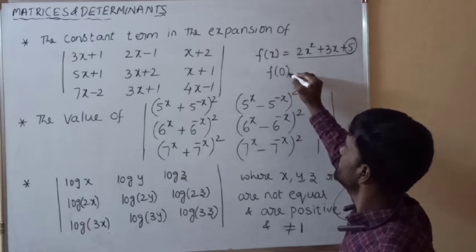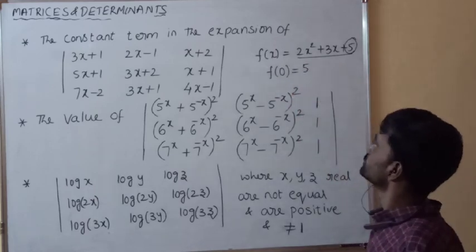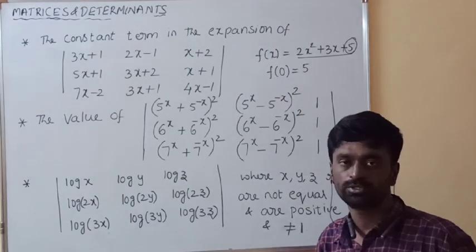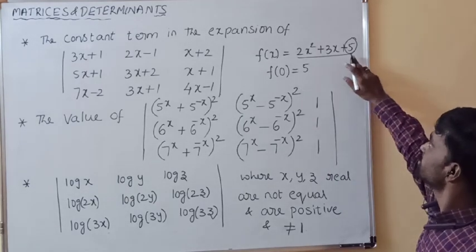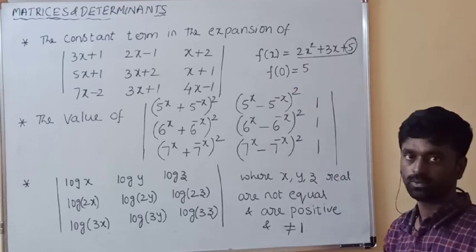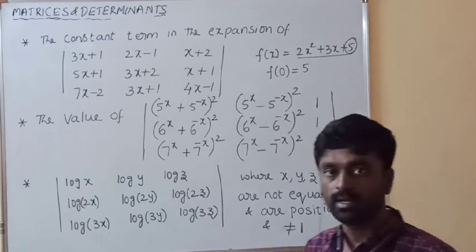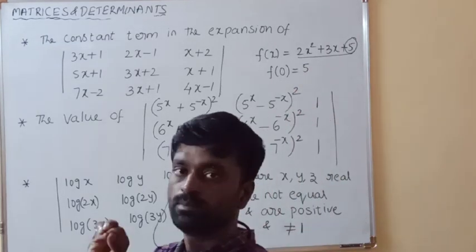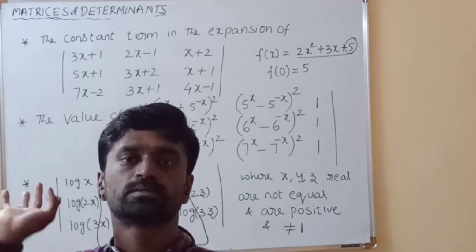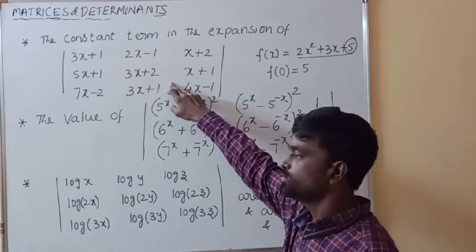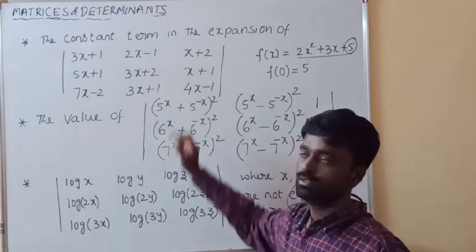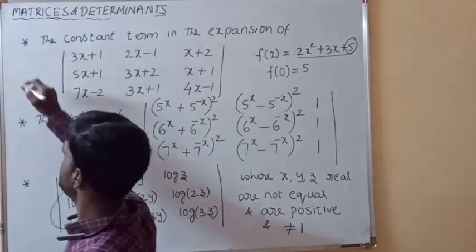You know what the f of 0 value is? 5 only. If you put x value 0, what are you getting as f of x value? 5, which is the same as the constant term in f of x. So to get the constant term in a polynomial, just put x is equal to 0. So here, don't try to expand this determinant, just put x is equal to 0.